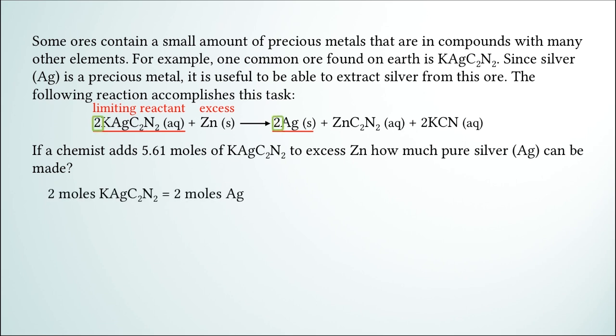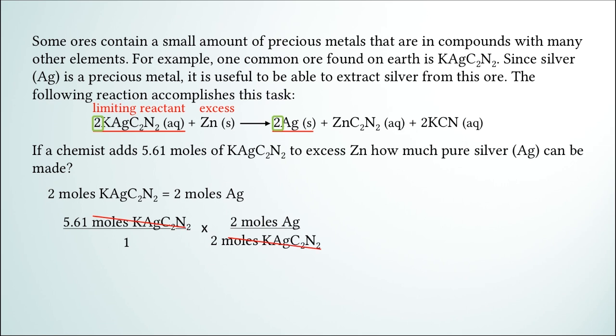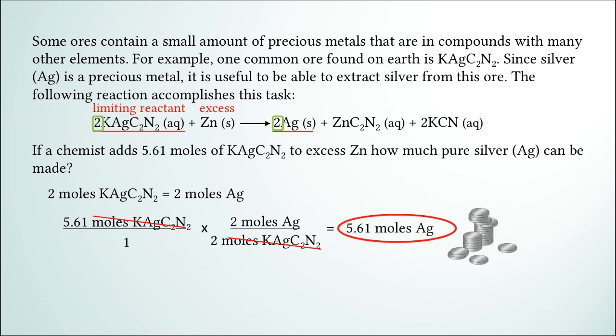So the chemical reaction tells us that 2 moles of potassium silver cyanide equals 2 moles of silver. Now we can convert. What do we have? 5.61 moles of potassium silver cyanide. Put it over 1. What's the relationship between that molecule and silver? 2 moles of it equals 2 moles of silver. Set that relationship up as a fraction so that moles of potassium silver cyanide cancel. Multiply through to get 5.61 moles of silver will be produced. So as long as we know what the limiting reactant is, we can use its amount to set up a relationship between it and any of the products to determine how much of each product is produced.